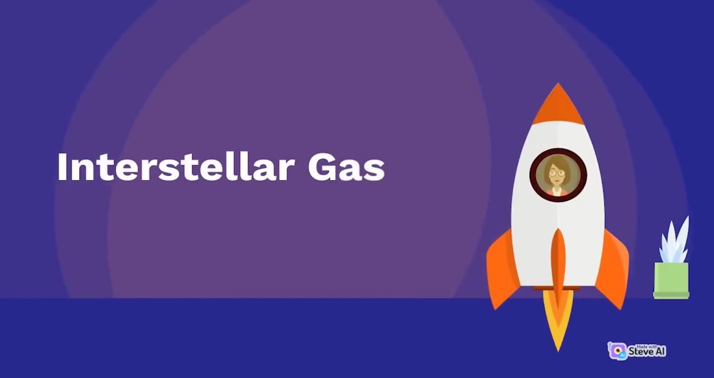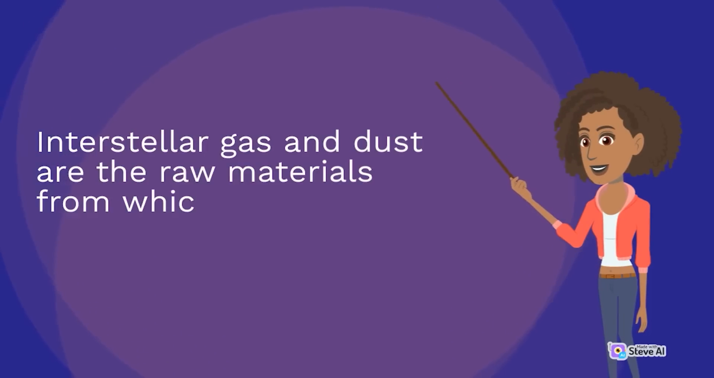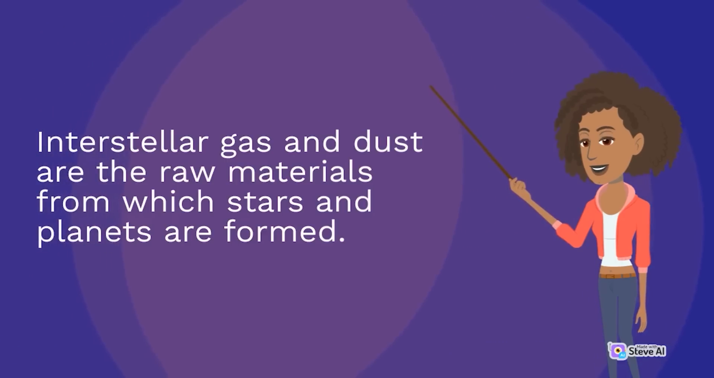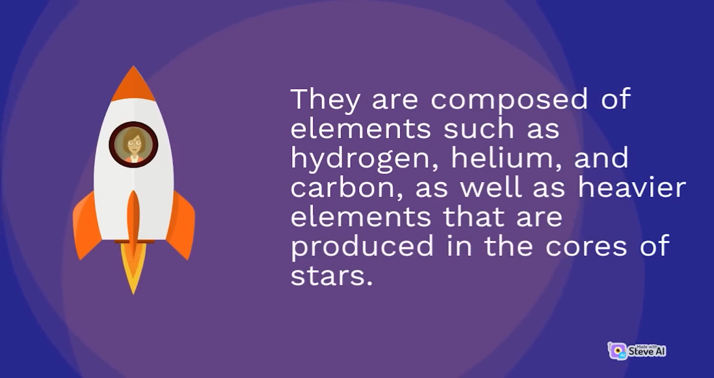Interstellar gas and dust. Interstellar gas and dust are the raw materials from which stars and planets are formed. They are composed of elements such as hydrogen, helium, and carbon, as well as heavier elements that are produced in the cores of stars.